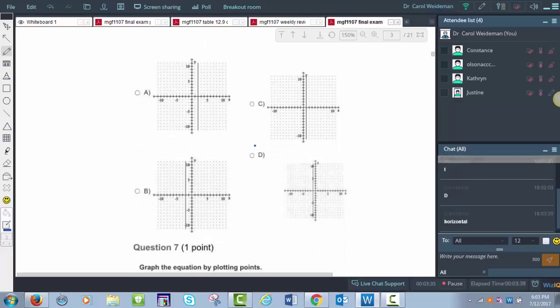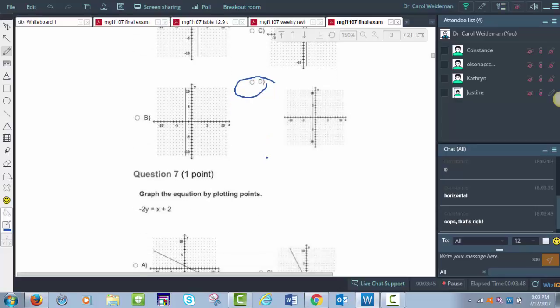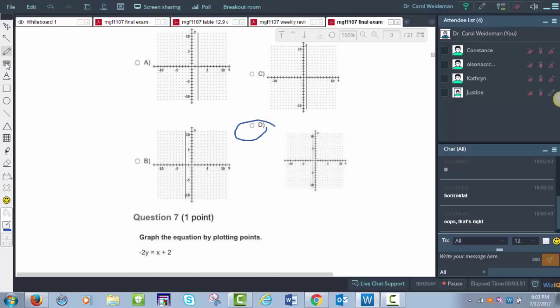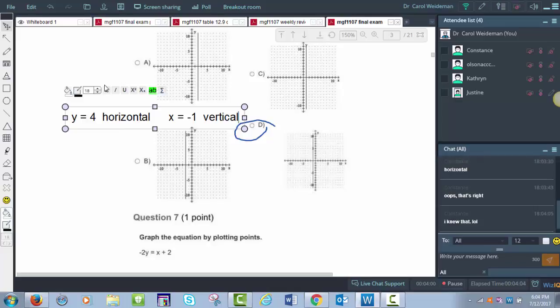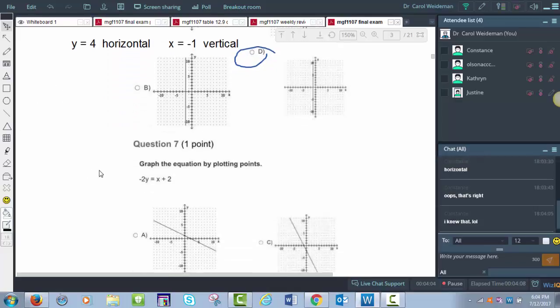Okay, so this is a vertical line. Actually, you can see from the answers here. And it's X equals negative 1. Yep. Everywhere along the line, X is negative 1. So let's take a look. It must be D. Yep, it's D. So remember that. If it's a Y equal, something like Y equal 4, that's going to be a horizontal. And if it's like we just did, X equal negative 1, that's going to be a vertical. Okay, so there's what we call the special graphs.